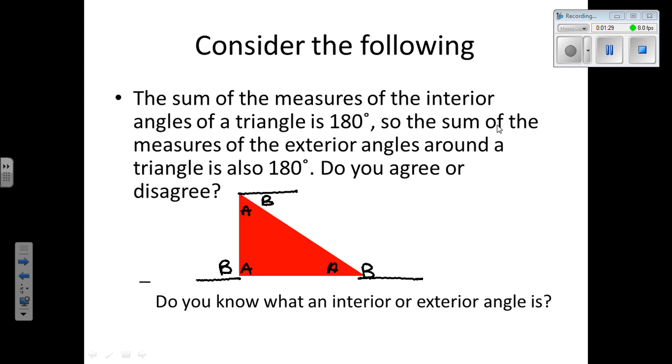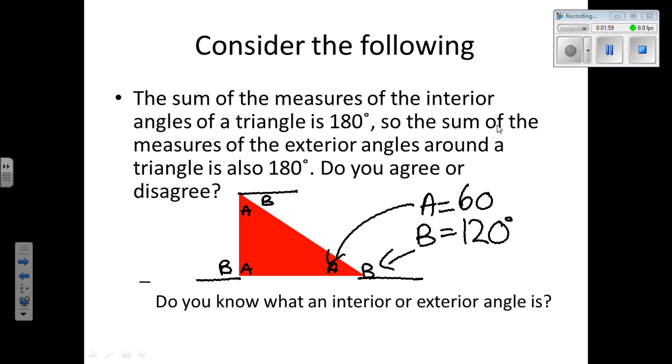So my Bs labeled are the exterior angles, and they equal 180 degrees. What that means is, if my A equals 60, then my B has to equal 120, because we know the total degrees there would be 180.